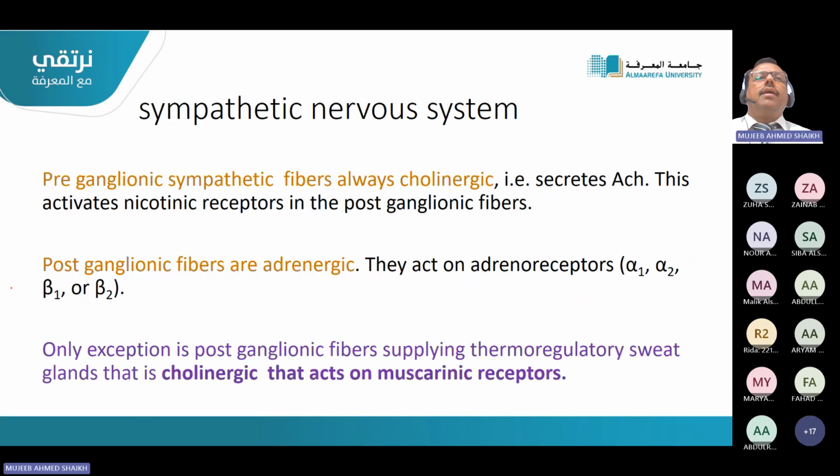The same thing is written in the next slide: preganglionic sympathetic fibers are always cholinergic. I could not see my cursor. Okay, here. So it is always cholinergic. Why is it always cholinergic? Because it secretes acetylcholine, and it acts on the postganglionic neuron through nicotinic receptors. Once the acetylcholine is released, it binds to the receptor, and these receptors are nicotinic receptors.